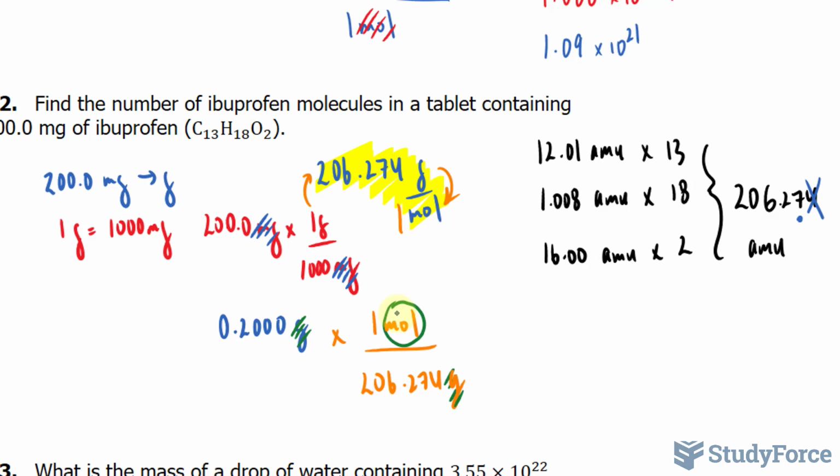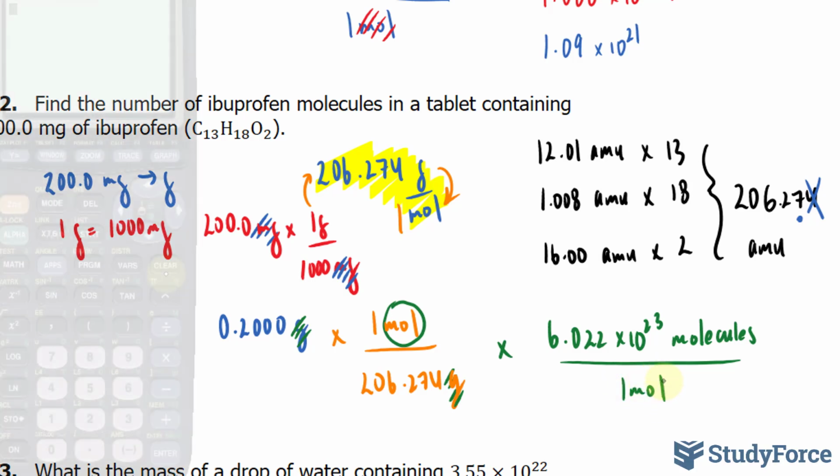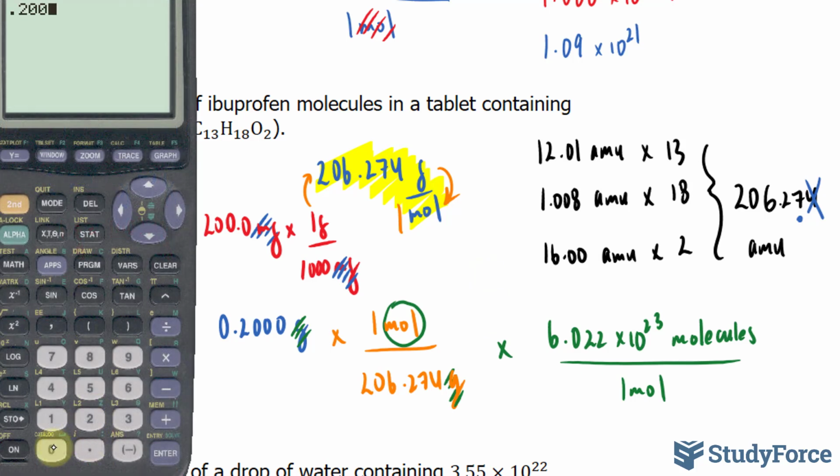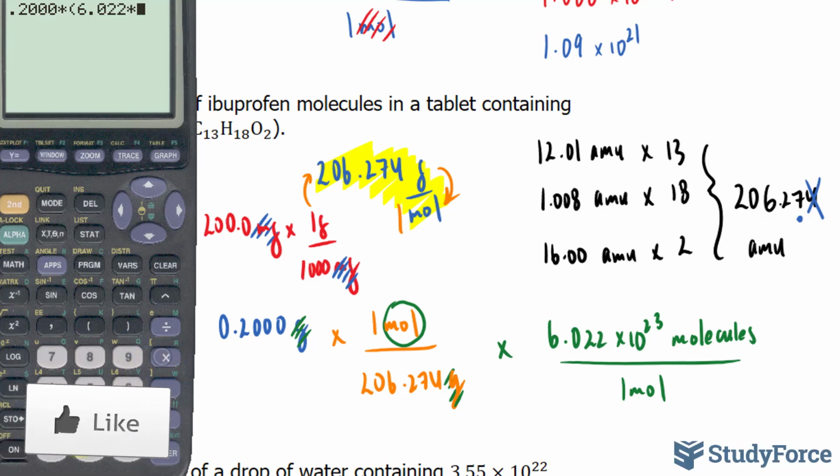And from here, I can use Avogadro's number to find out the number of molecules. So multiplying this now by 6.022 times 10 to the power of 23 molecules per every mole, we can get our answer. Let's go ahead and do that. 0.2000 times 1, we don't need to bother with that, times 6.022 times 10 to the power of 23.